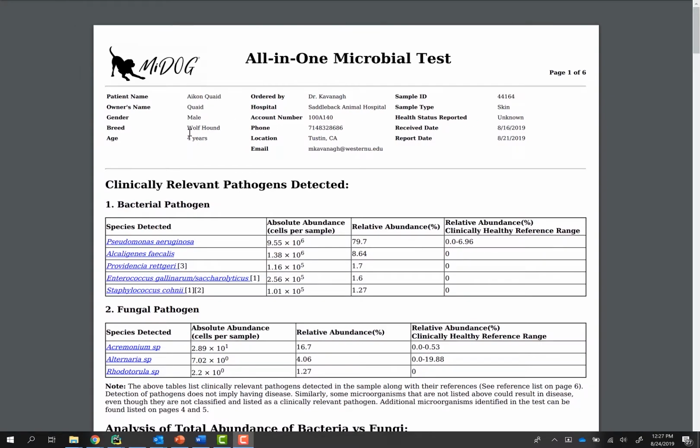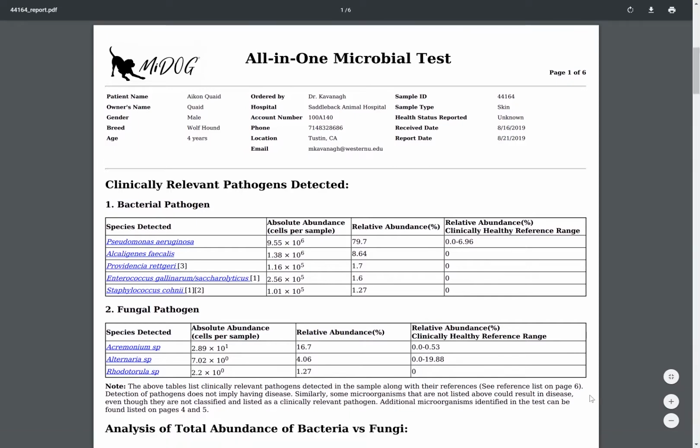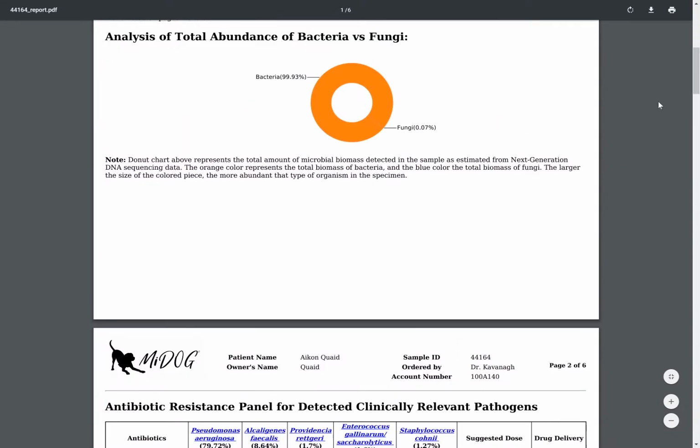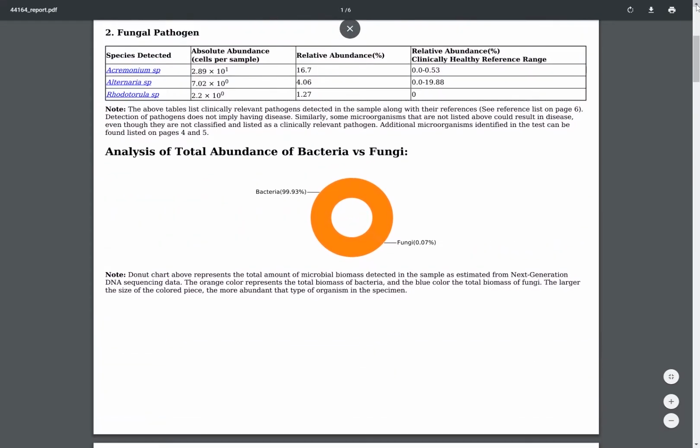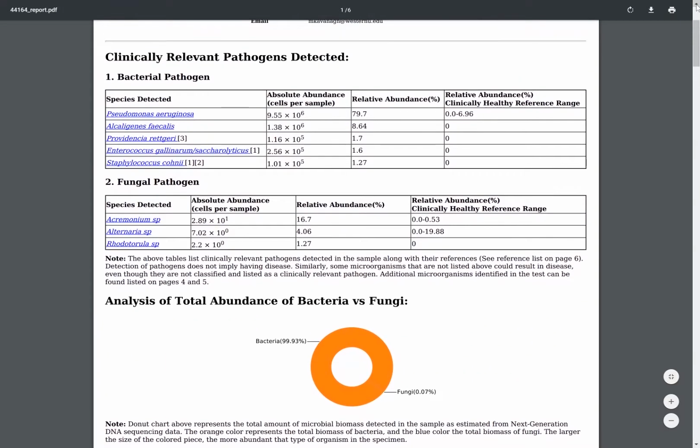First thing we look at in the top section is the animal and hospital information, which is standard on most lab reports. As we go down the report, the next thing we see is the bacteria pathogens and the fungal pathogens that we possibly see in the sample that was submitted. These are the most abundant that were identified in the sample.